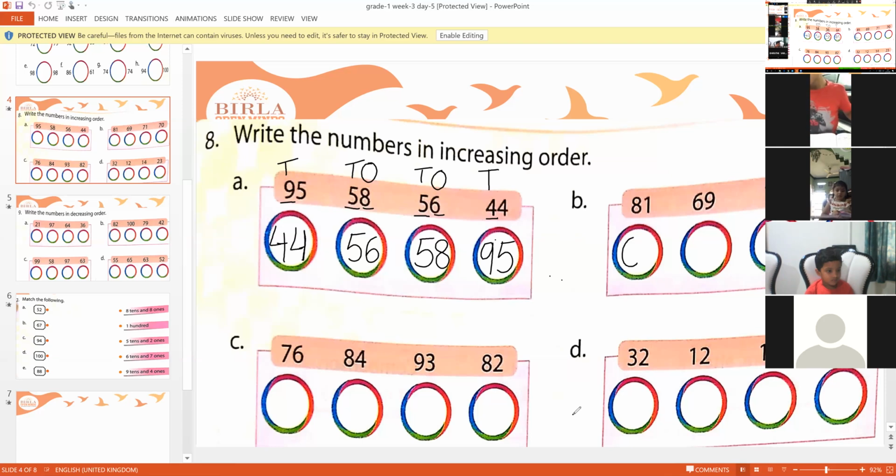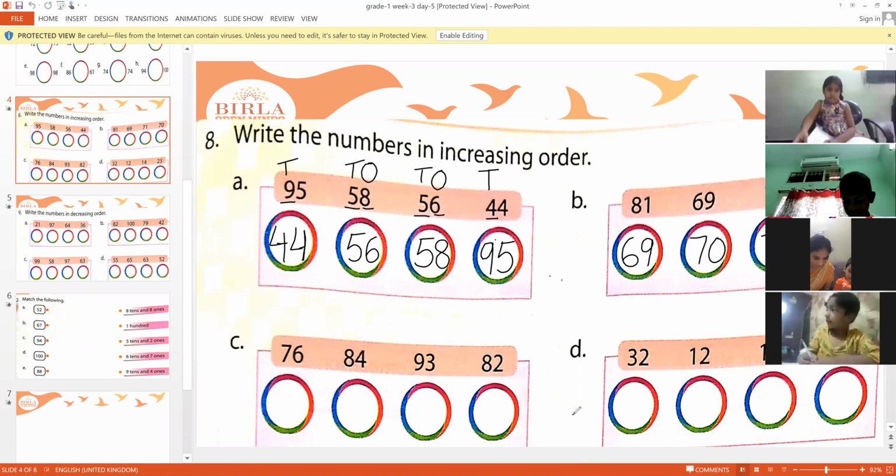After 69, what shall I write? 70. Very good. Then? 71. Very good. And the last? No, last one. 81. Again, tell me, last number is? 81. Very good, Siddharth.